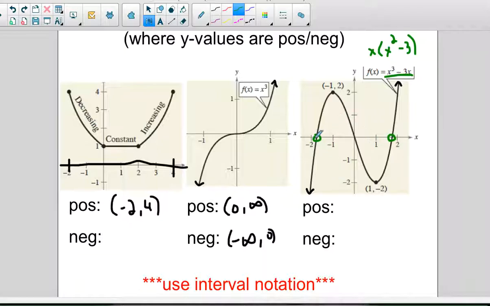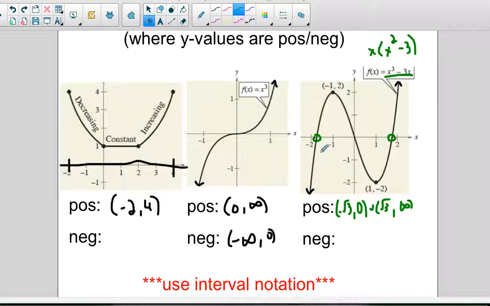So it's positive position. The changes where positive goes to negative are at the zeros, right? So positive from negative root 3 until 0, x equals 0. And then it's also positive again, so union with positive root 3 to infinity.